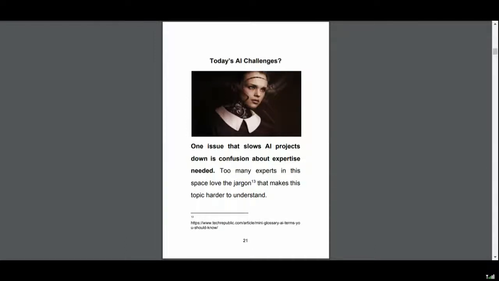What are the challenges with AI today, even for data experts? Well, a big challenge is confusion around the expertise required for these projects. Too many experts I find in this space seem to love the jargon that makes this topic much harder to understand. And it's already complicated enough.